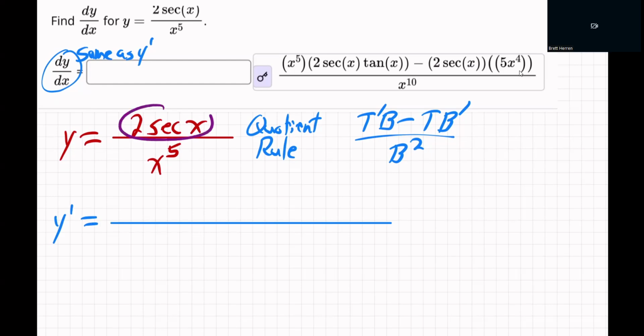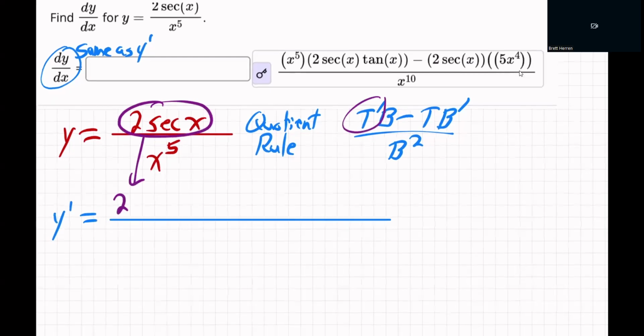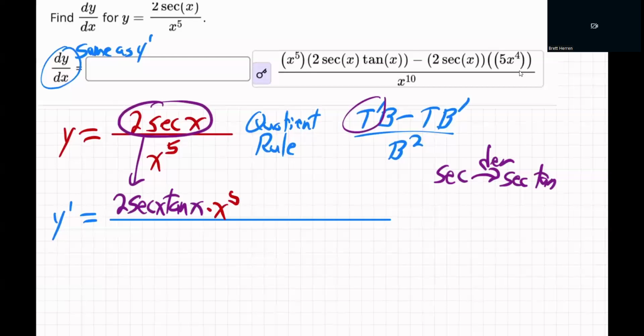So derivative of the top, right? T prime, derivative of the top. Let's do that. 2. Now let's do it with secant. Let me do the trig functions over here for you. Well, I'll just say secant. The derivative of secant is secant tangent. So that'll be secant x tangent. It becomes two functions. Kind of weird, huh? Times the bottom unchanged. That's it right there, right?